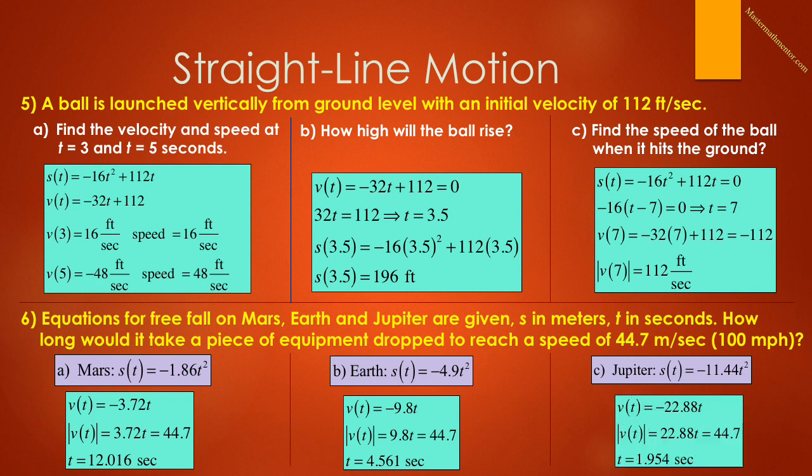On Jupiter, S of t equals negative 11.44 t squared. So v of t equals negative 22.88 t. And the absolute value of v of t is 22.88 t, which is equal to 44.7. So t is equal to 1.954 seconds. This shows that Jupiter has a much greater gravity than Earth and Mars.